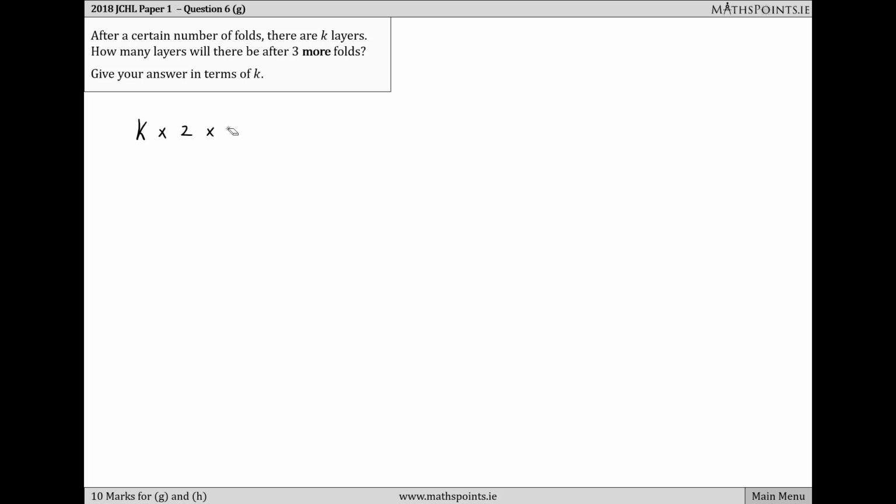And if we fold it again we'll have 2 times that. And if we fold it again, we'll have 2 times that. 2 times 2 times 2 is 8, and multiplied by the k, we have 8k. So if we originally had k layers and we folded it 1, 2, 3 more times, we'd now have 8k layers.